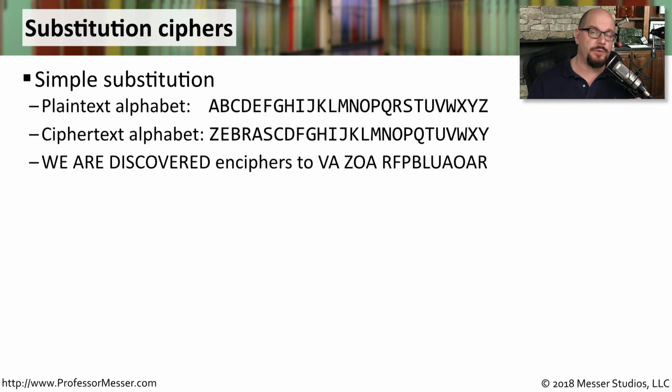Another form of obfuscation is using a substitution cipher. Normally, we would have A through Z, but instead we scramble these up into something that substitutes one letter for another. For example, A would be substituted with Z, B would be substituted with E, and we have the entire cipher listed here. This means if we have a phrase such as "we are discovered," we could replace each of those letters with the ciphertext alphabet to have our obfuscated phrase.